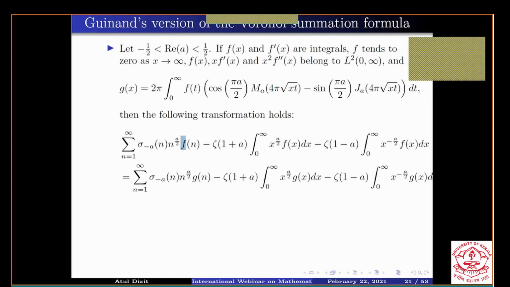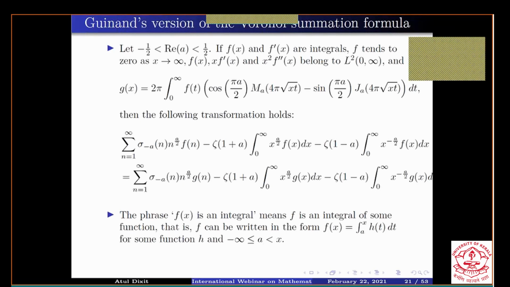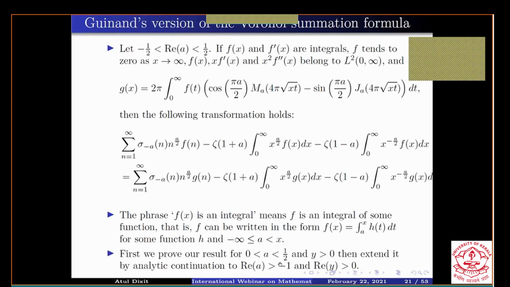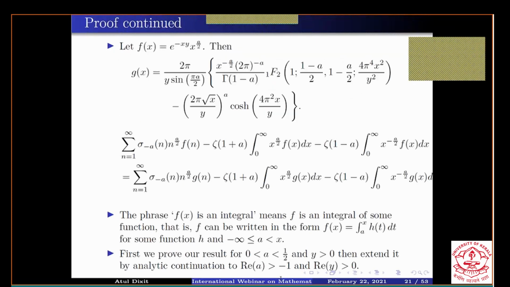But in the process of using this particular version, we are actually going to get some nice integrals also, new integral evaluations. So this version is also useful to work with. So what do I mean by this f being an integral that I do here for f as well as f prime? By f being an integral, I mean f can be written in this form: integral from a to x of h of t dt for some function h and some a between minus infinity and x. So we first prove our result for real a between 0 and half and y greater than 0, and then extend it by analytic continuation to complex a such that real a is greater than minus 1 and complex y such that the real parts are positive.